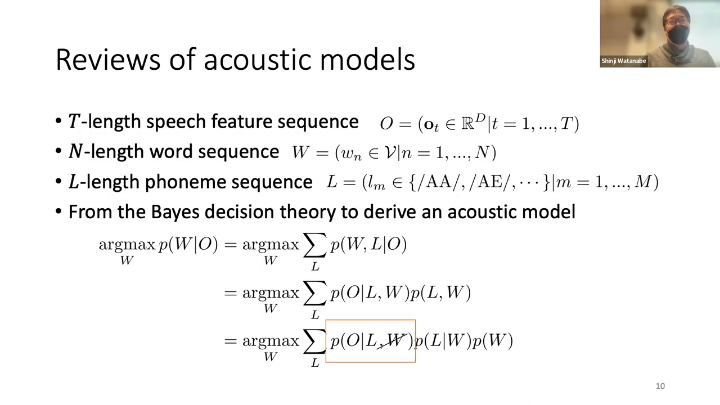First, let's review acoustic models. We have an observation, which is the D-dimensional log-mel filter bank features, or some other speech features. The target is to predict the word sequence. But to do that, what we usually do is introduce the phoneme, and use the intermediate representation based on phoneme to make it easier. Then we separate the problem into the acoustic model, lexicon, and the language model.